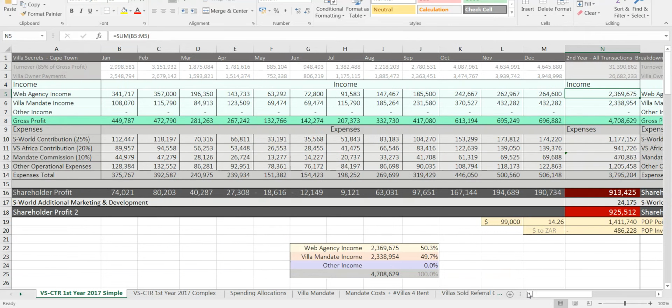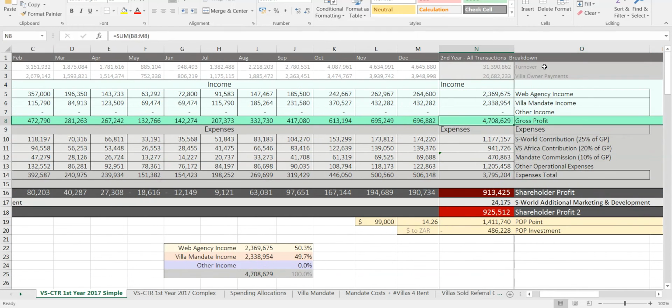Okay, let's just see how it looked from the beginning. Completely ignore this turnover and villa owner payments. That is simply 85% of gross profit. Gross profit is the yardstick, and the secondary yardstick is shareholder profit. Okay, the all-important income. We have two incomes. The first is web agency income. That is all of Cape Town Luxury Villas and half of Villa Secrets.